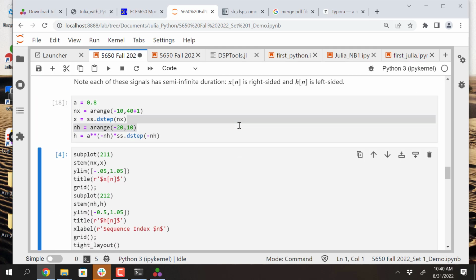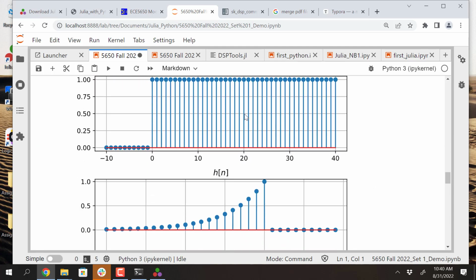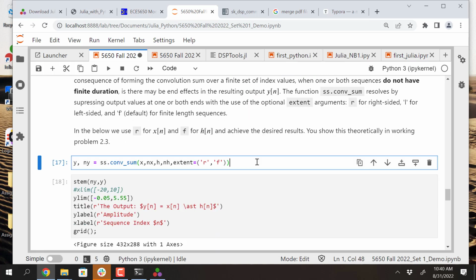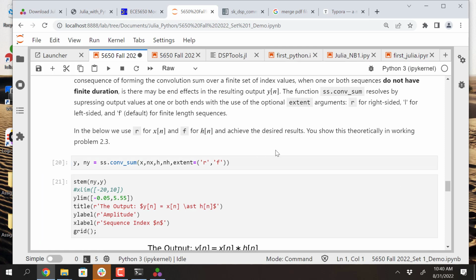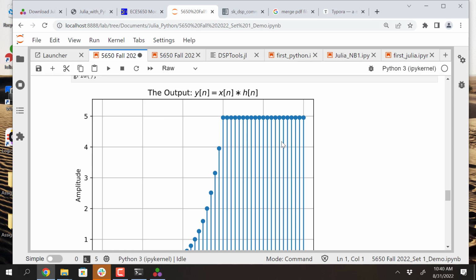The simulation of that, though, is all in here, and it's all well and fine. Those are the two waveforms that you have to convolve, and then I use a function in my module SIGSYS, and it produces that for the response.